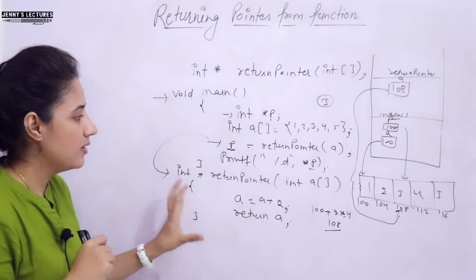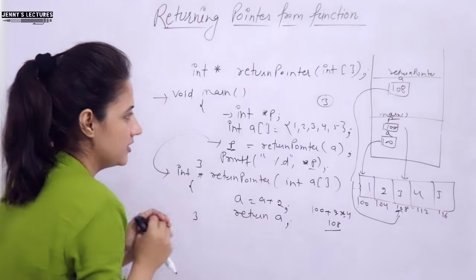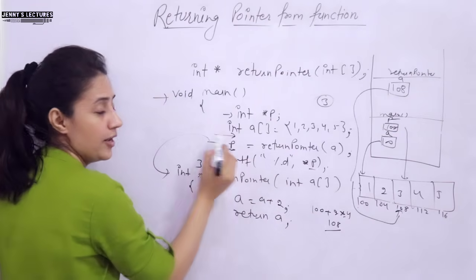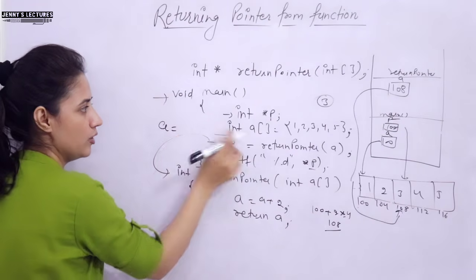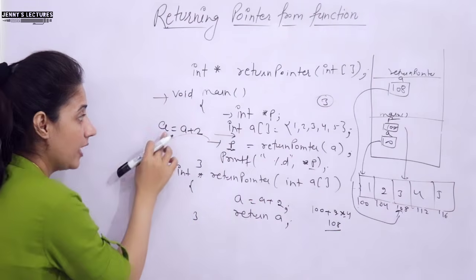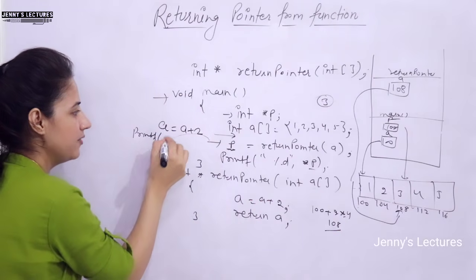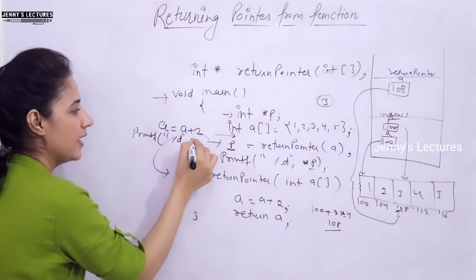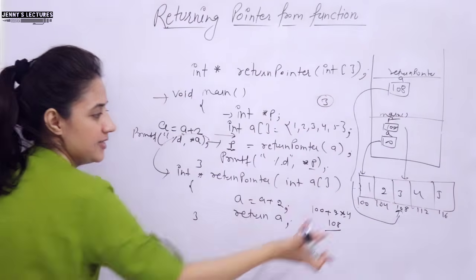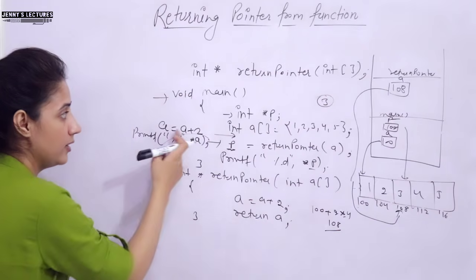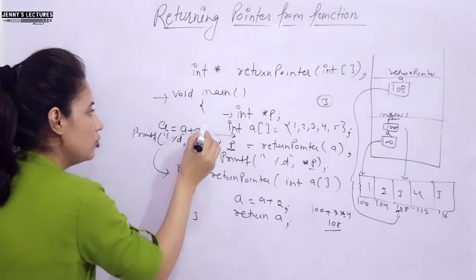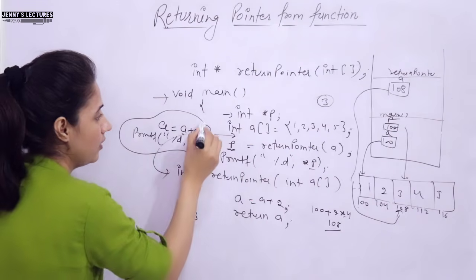Right? But here, see, if I modify this thing something like this, before calling this function, here I want to write one line, a is equal to a plus 2, right? And after this, I am just printing printf percentage d asterisk a, because a is also containing the base address. Means we are incrementing this a by 2, and whatever the value after incrementing, that I am going to print. So what will happen?